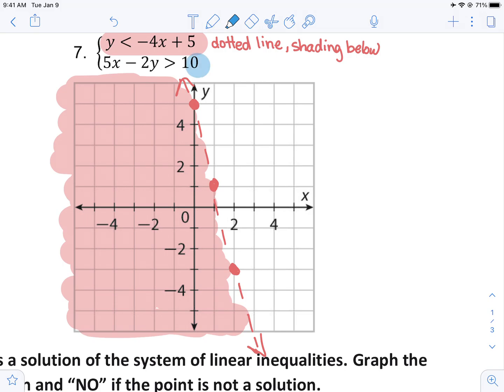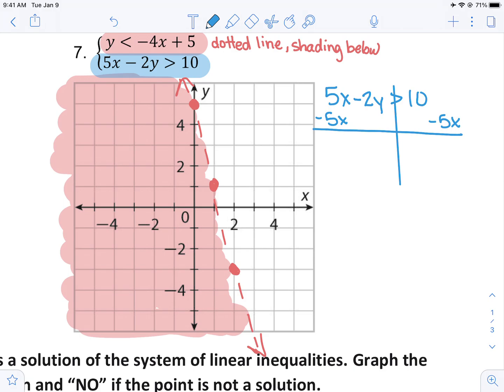But if I look at it, notice that the inequality doesn't have y by itself. So before I can do anything, I have to get y by itself. So we're going to rewrite it on this side. We draw a line through the inequality sign. We need to move over the non-y term first, so I'm going to subtract 5x from both sides. Those zero out. I'm left with a negative 2y is greater than 10 minus 5x. I need to divide by negative 2.